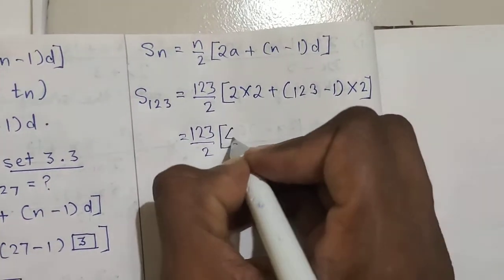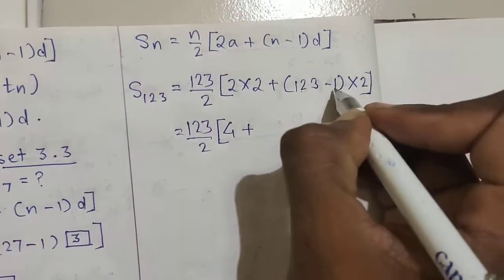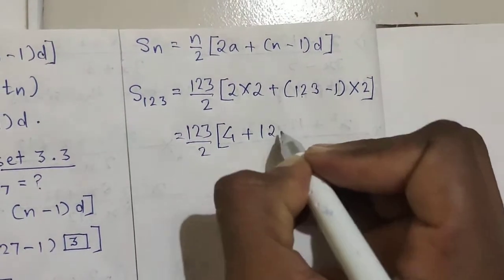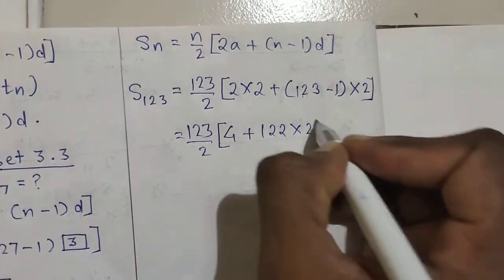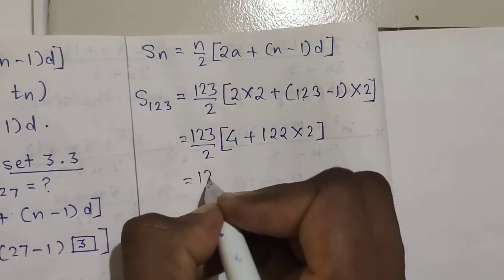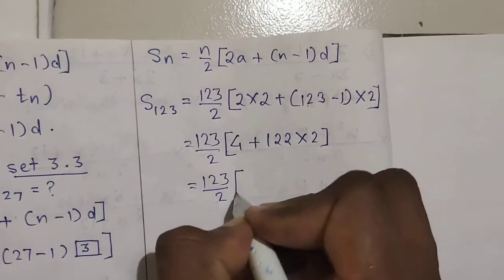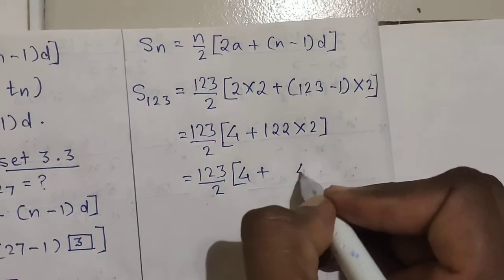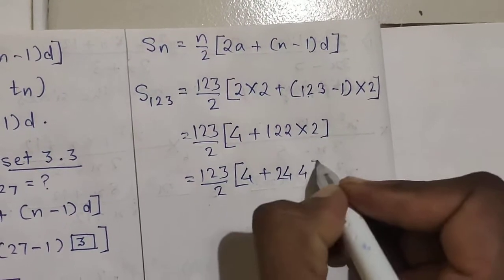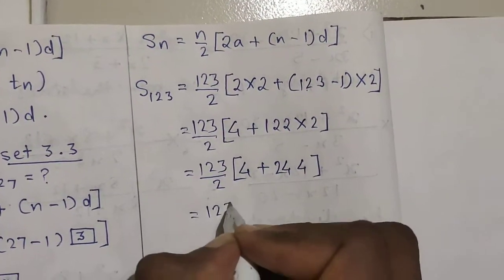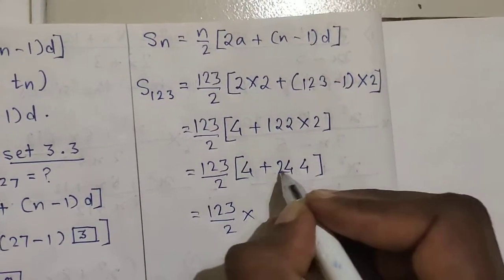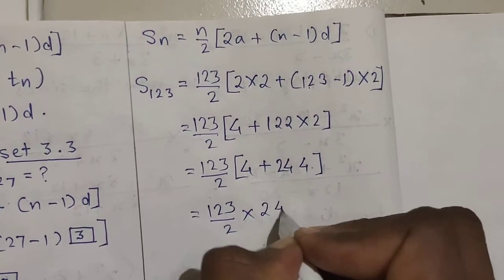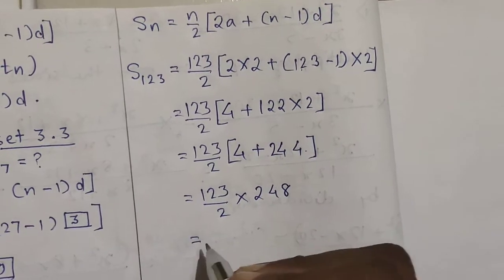What is 2 to the 4 plus 123 minus 1 gives you 122 into 2 is there. Now here, first you are going to multiply this. So 4 plus, do multiplication of this. 2 to the 4, 2 to the 4, 2 1 the 2. Now if you add these two, that is 244 plus 4, you are going to get 248.